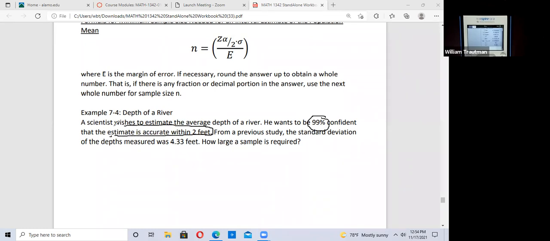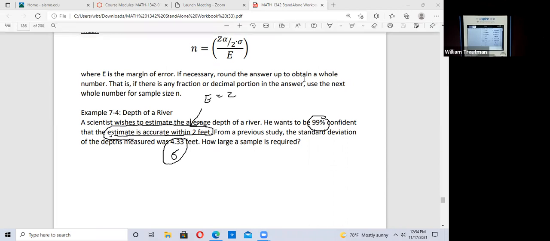So this is really important. Accurate within 2 feet. That's the margin of error. They're giving you a margin of error of 2 feet. If you're accurate within 2 feet, you can be over 2 feet or under 2 feet, but within 2 feet. That's called the margin of error. And then standard deviation is this right here.